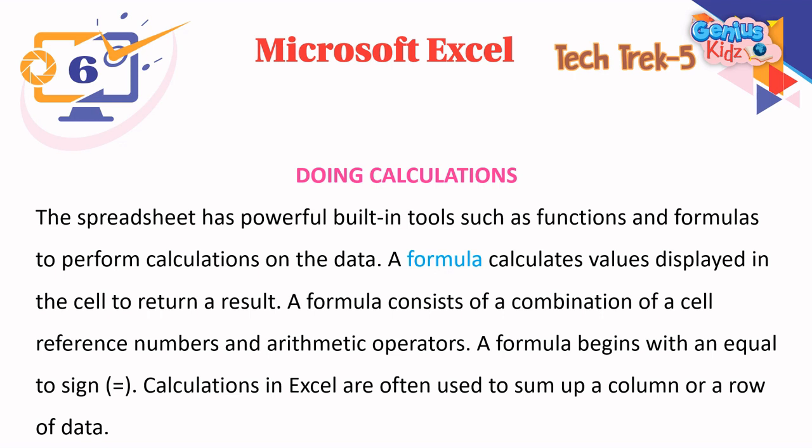Doing calculations. The spreadsheet has powerful built-in tools such as functions and formulas to perform calculations on the data. A formula calculates values displayed in the cell to return a result. A formula consists of a combination of cell reference numbers and arithmetic operators. A formula begins with an equal to sign. Calculations in Excel are often used to sum up a column or a row of data.